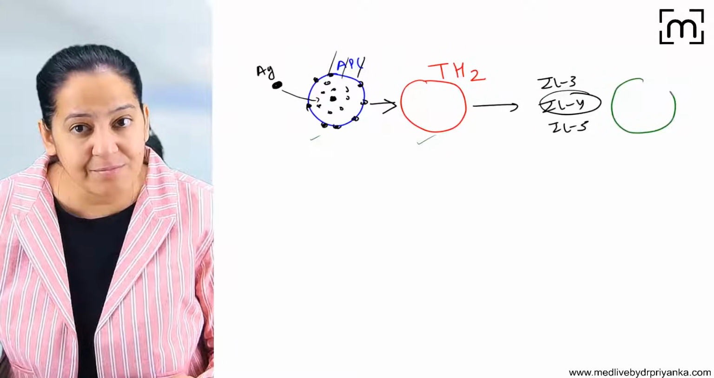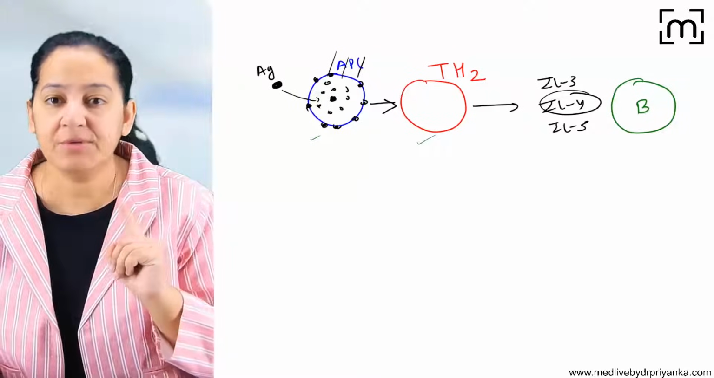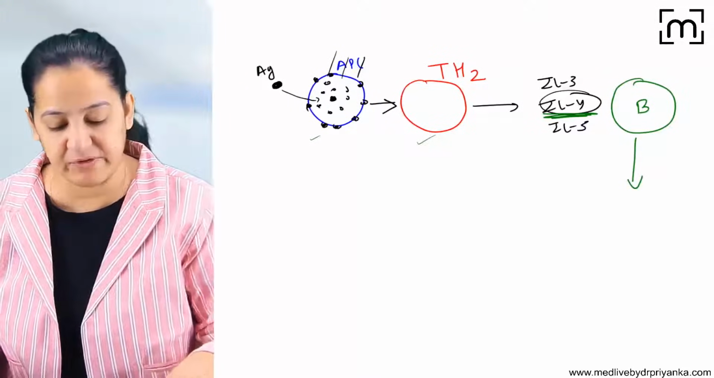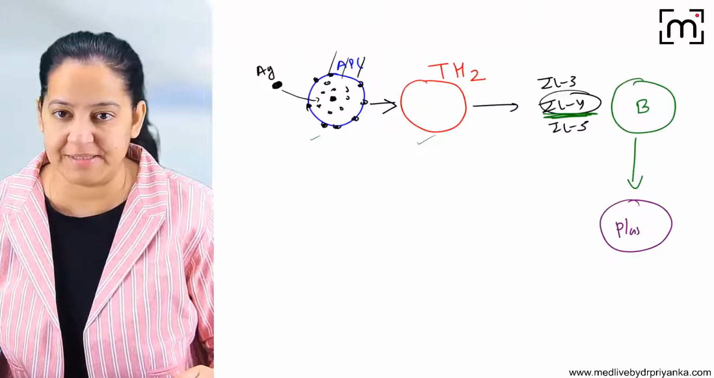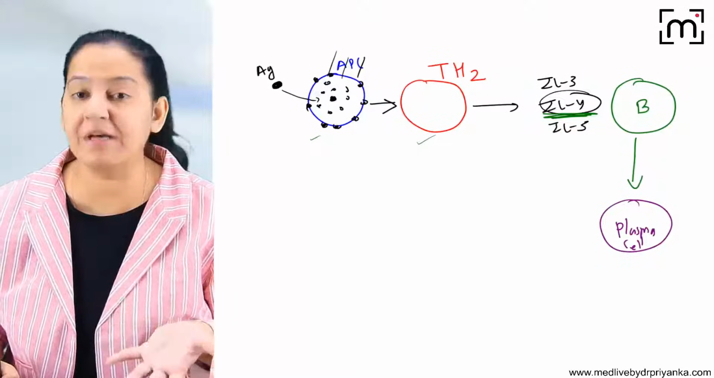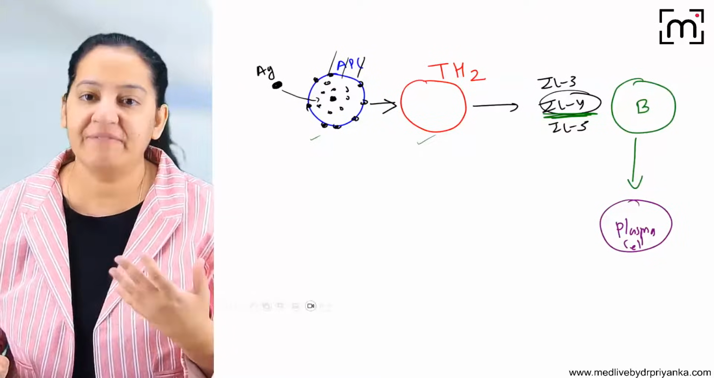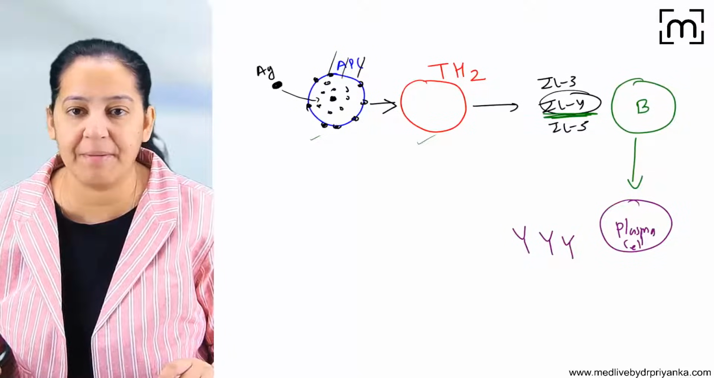Now the next cell is the B lymphocyte. This was a T lymphocyte, now comes the B lymphocyte. So this interleukin 4 will stimulate the B lymphocyte and convert it into a plasma cell. We know B lymphocytes convert into plasma cells. What does the plasma cell do? The plasma cell forms antibodies. It will start forming the antibodies. These are the antibodies formed by the plasma cell.